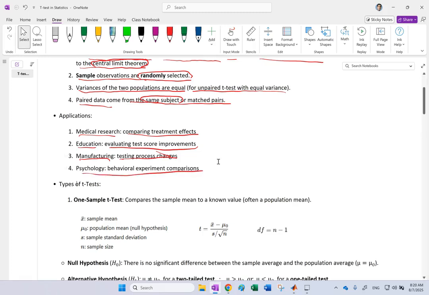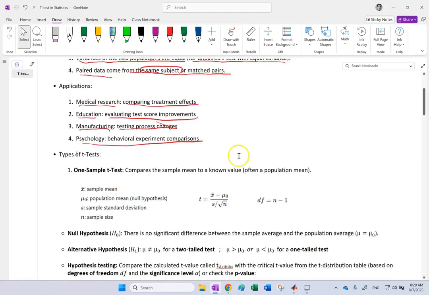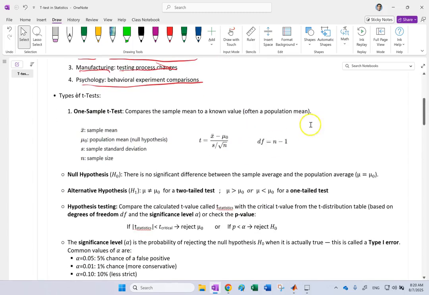So anytime you want to compare two groups, whether they are two different groups or whether it's the same group before and after some kind of treatment, you can use the t-test. And that is the power of this method. So now let's talk about formulas and different types of t-tests. There are three types of t-tests. The simplest one is called the one sample t-test.